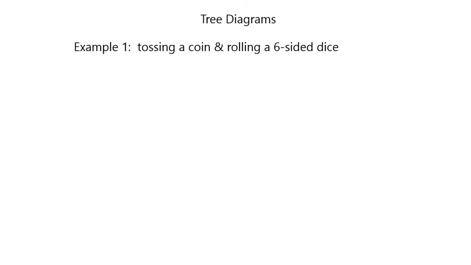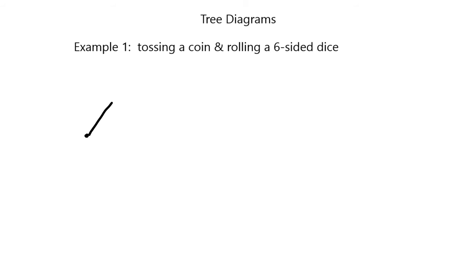Tree diagrams can be used to list all of the outcomes of a particular probability event, especially when we've got more than one event. So in this first example, we're going to toss a coin and roll a six-sided dice. So this is how we draw the tree diagram. It doesn't matter whether we start with the coin or the dice. I'm going to start with the coin.